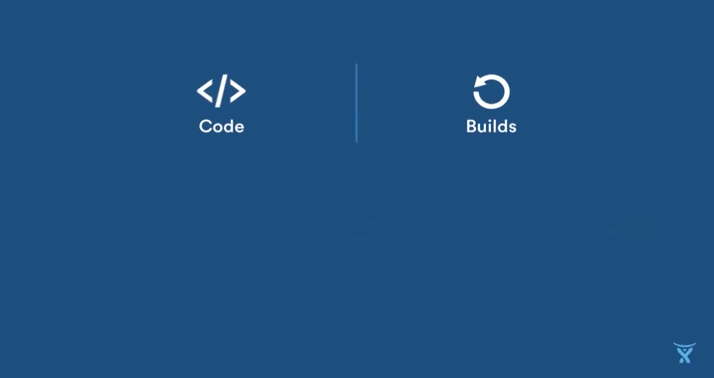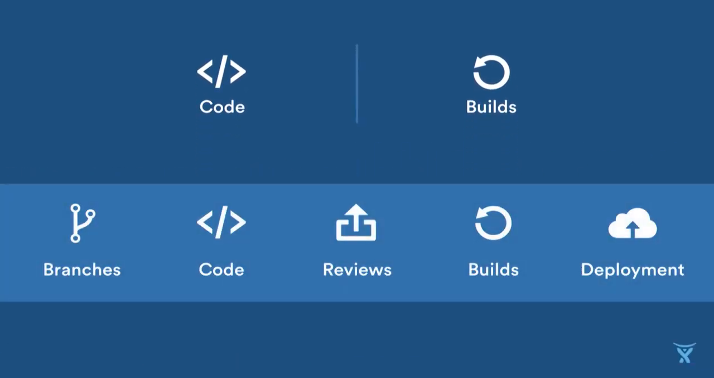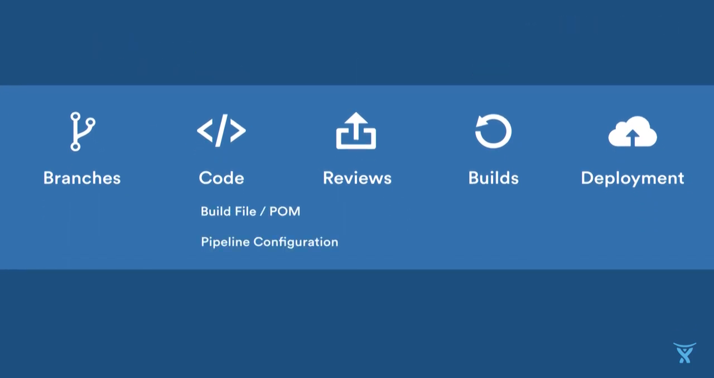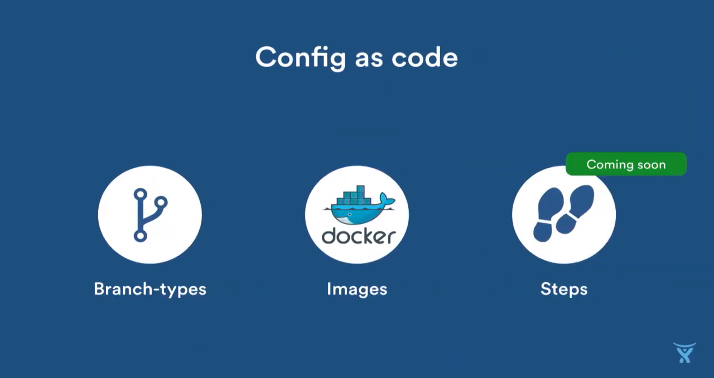So you can do all these things, branches, code reviews, builds, deployments, in just one tool with Bitbucket Pipelines. And in the good old days, the build configuration was sitting in the build tool, and the build file or the POM file, whatever you use, is in your code. With Bitbucket Pipelines, we're combining this. So we have actually what we call configuration as code, pipeline as code.